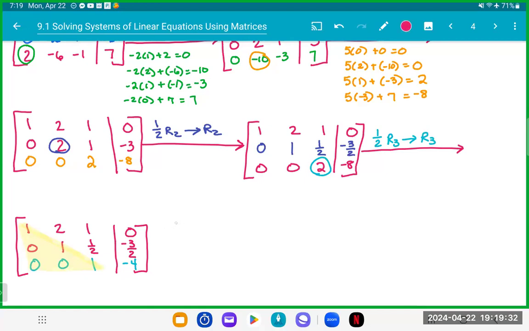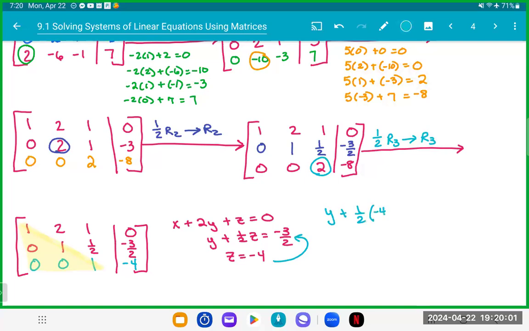This gives me that x plus 2y plus z equals 0. I also have that y plus 1/2 z equals -3/2. And I have that z is equal to -4. So I can plug z into this equation, right? And I get that y plus 1/2 times -4 equals -3/2. So that gives me that y minus 2 equals -3/2.